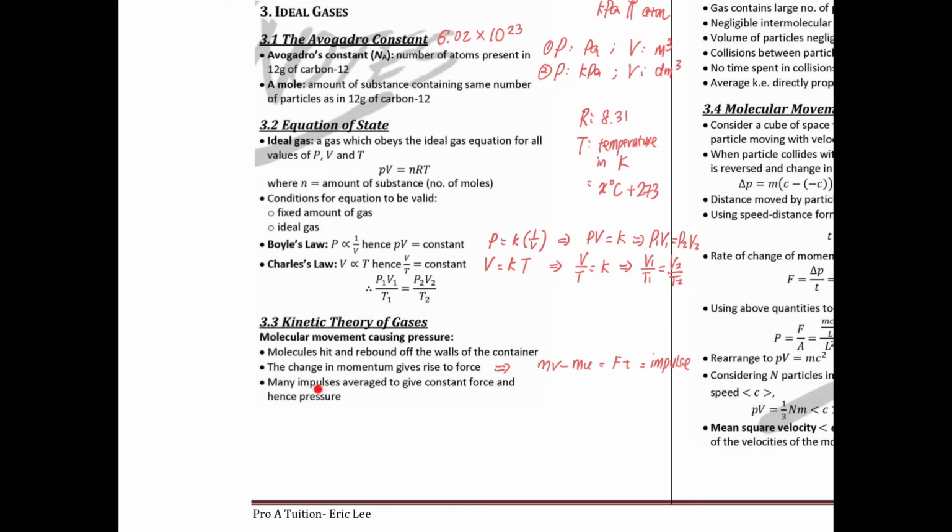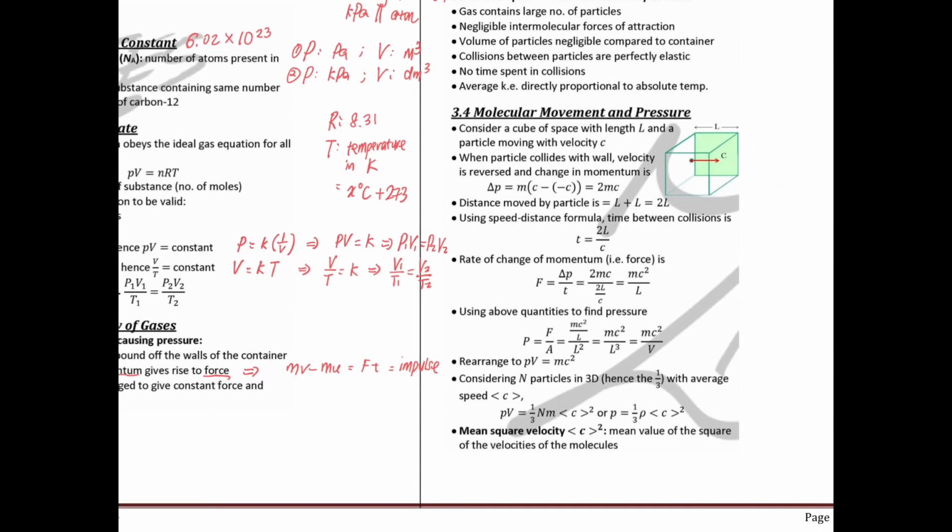So third point, many impulses average to give constant force and hence pressure. Okay, so this is the physics way to explain why there is a pressure in a container with gas. So you have to explain this way, especially use the word change in momentum. Okay, and then force, then pressure. So remember the key words here. So now let's move on.